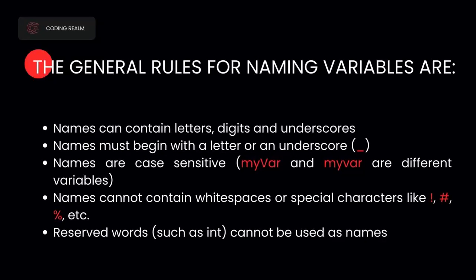Now let's talk about the rules for naming a variable. First, names can contain letters, digits and underscores. Second, names must begin with a letter or an underscore. Third, names are case-sensitive. My_var and my_var are different variables. Fourth, names cannot contain white spaces or special characters like hash, %, etc. Finally, reserved words, such as int, cannot be used as names.